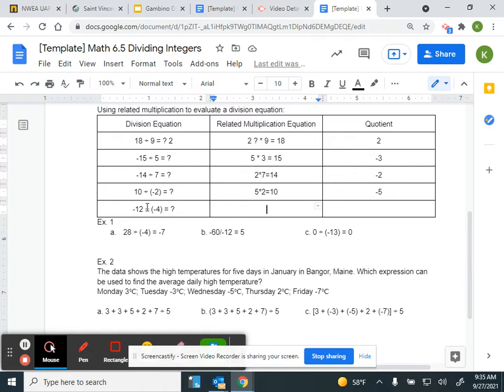Now we have negative 12 divided by negative 4. So what times that 4 equals 12? Ryan? 6 times... my bad, 3 times 4. 3 times 4 equals 12. So we know our quotient is going to be that 3. Is it going to be a positive or a negative, Ryan? It's going to be a negative. Why would it be negative?